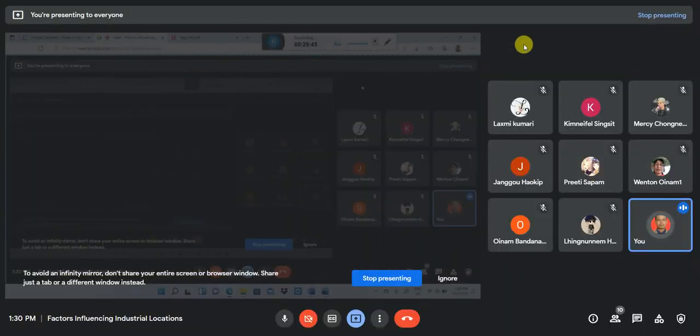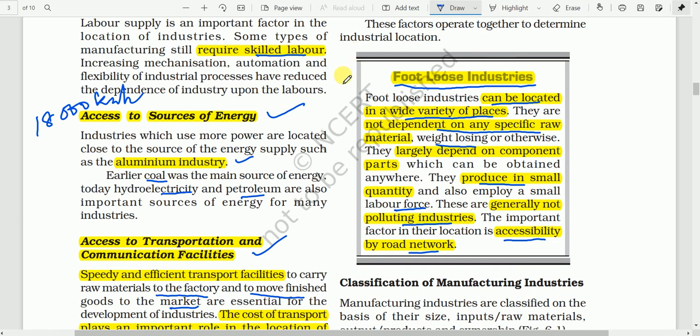Boys and girls, do you have any other query? No, sir. Okay, then for today, let us stop here. Thank you very much for joining my class. Thank you all. Thank you, sir. My pleasure.